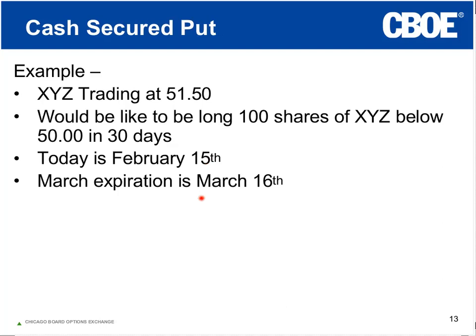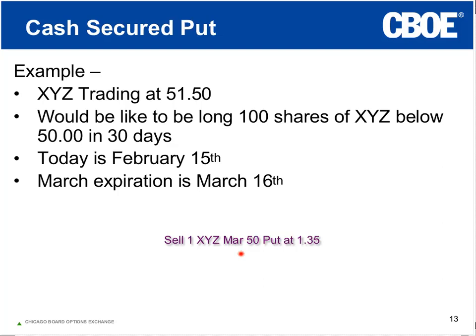He's got his team taking a look at the March options that expire on March 16th. Then he takes a look at the market, and the XYZ March 50 put is selling for $1.35. He can take in $1.35 and take on the obligation to buy 100 shares for each contract he sells of XYZ at $50 a share.